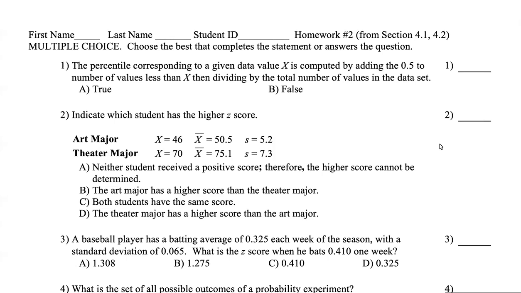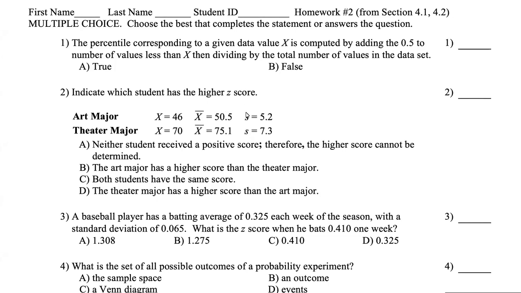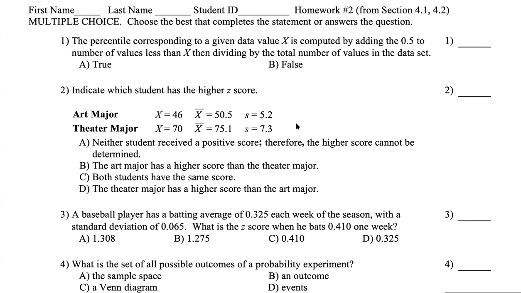So this is the homework two. You can see that the top is covering sections 4.1, 4.2, sample space, and those probability questions, right? The first one: the percentile corresponding to a given data value x is computed by adding 0.5 to the number of values less than x, and then dividing by the total number of values in the data set. And then find out the z-score, right? That's straightforward. Apply the z formula, find out which z-score is higher.